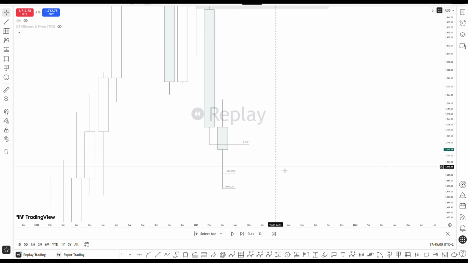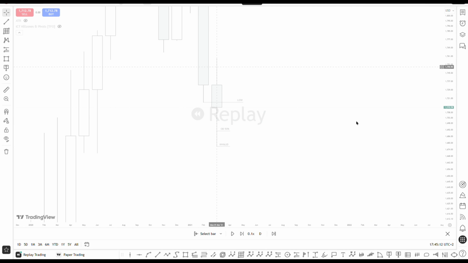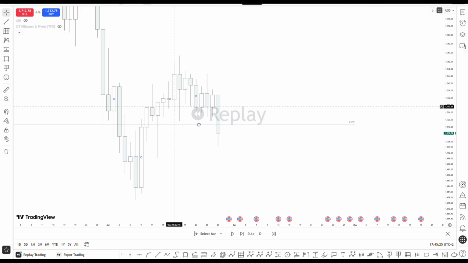Alright traders, what you're looking at right now is our second chart example. And as you can see, price hit our target perfectly.